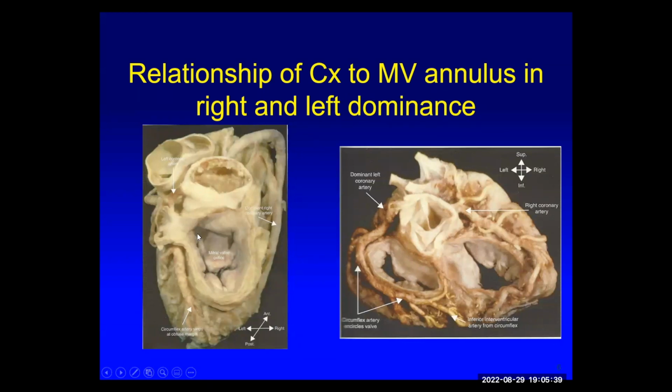In contrast, on the right dominant circulation, you can see the dominant right coronary artery, and on the posterior annulus of the mitral valve, pretty much nothing is there. The circumflex artery is this one, which reaches somewhere at that point. It still has some relation, and it's something we look out for when we operate, especially on this corner, but certainly it's not as close to the annulus of the mitral valve as before.